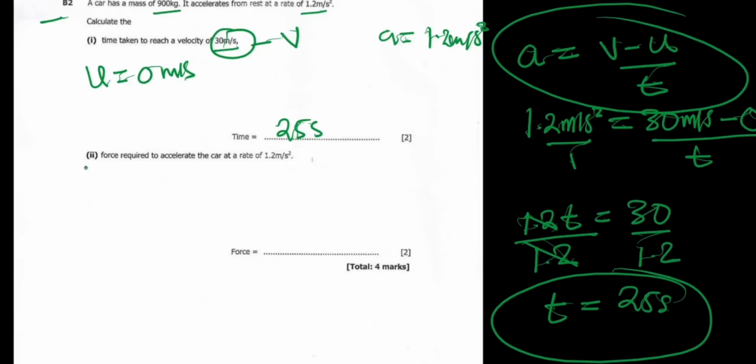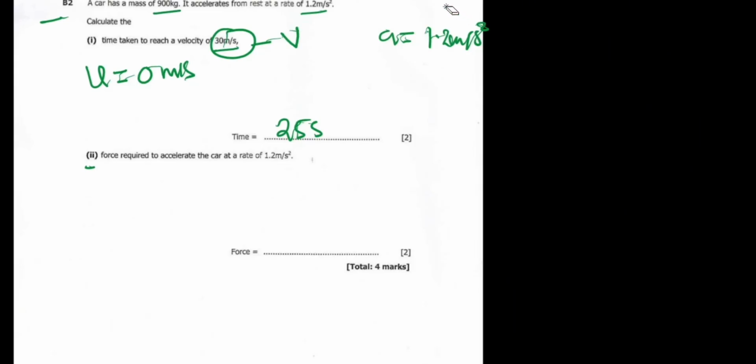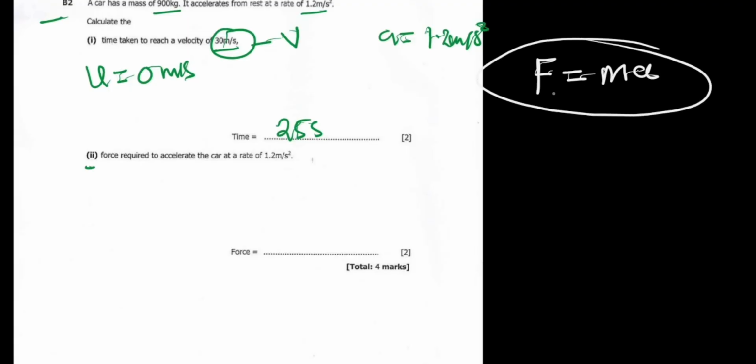Now, question 2 says, calculate the force required to accelerate the car at the rate of 1.2 meters per second squared. So how do you calculate the force? Now, for you to calculate the force, you have to link that acceleration to force. So the formula that links acceleration and force is actually force is equal to mass times acceleration. This is the standard formula that connects force to acceleration. So in this case, we can go ahead and find the force using that particular formula.